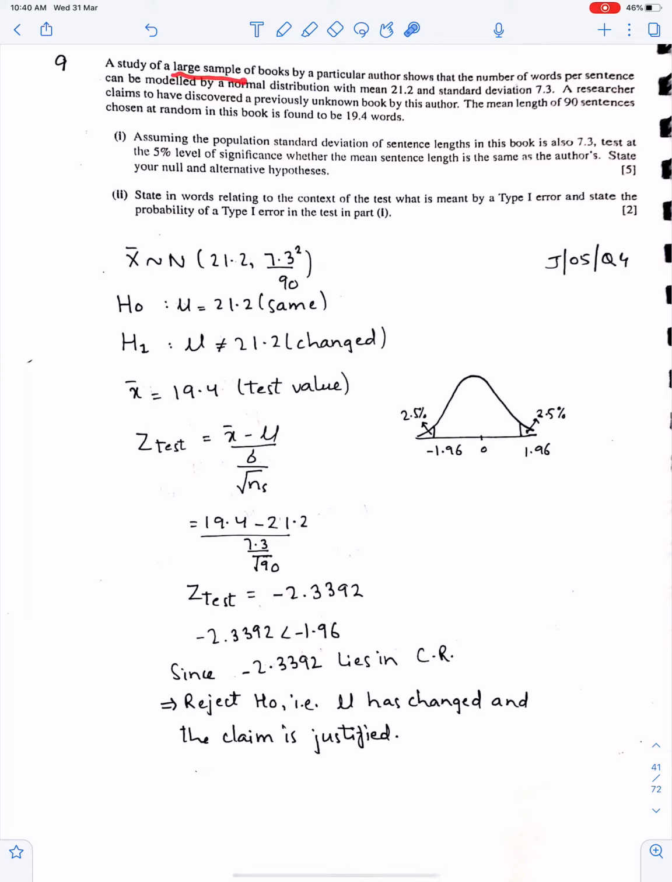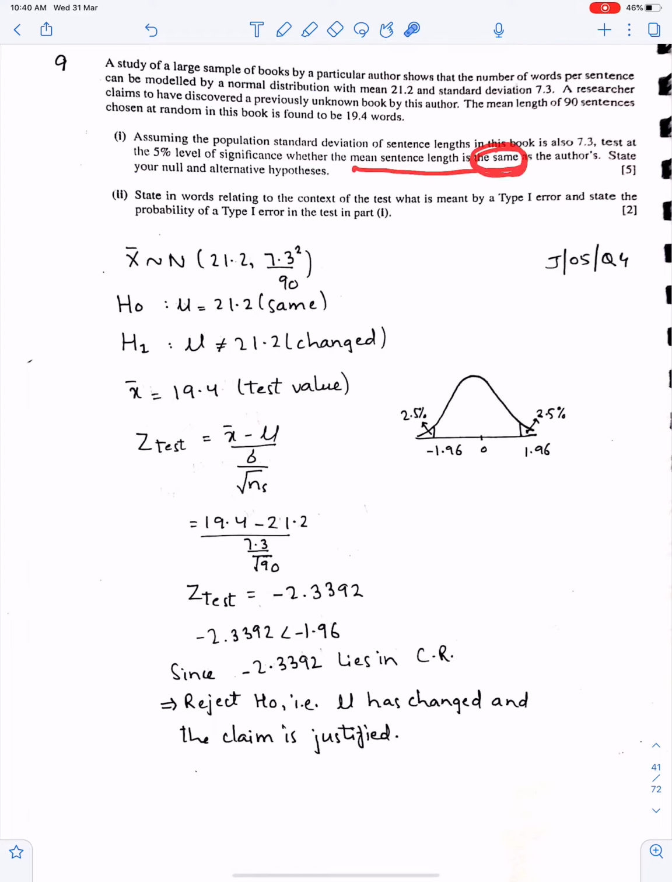A study of a large sample of books by a particular author shows that the number of words per sentence can be modeled by a normal distribution with mean mu and a given standard deviation. A researcher claims to have discovered a previously unknown book by this author. The mean length of 90 sentences chosen at random from this book is found to be 19.4. This is the test value. Assuming the population standard deviation is the same, test at the 5% level of significance whether the mean sentence length is the same.